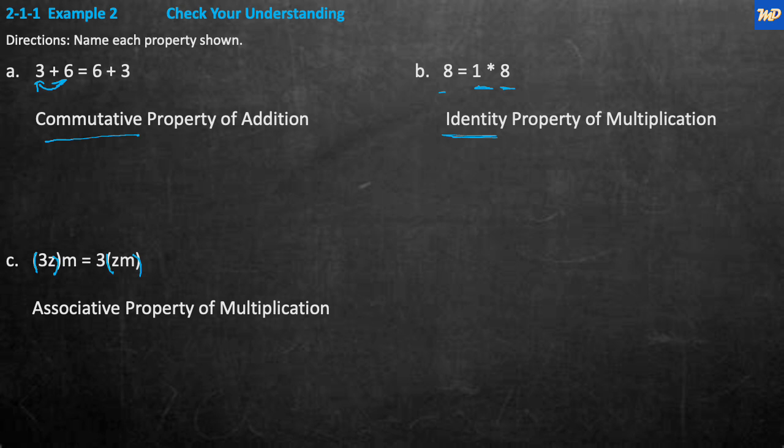Because you can only multiply in your head, let's say it's 4, 5, and 9, you can only multiply two numbers at one time. So you have to associate them somehow in your head. So this is the way you do it. This is the associative property of multiplication.